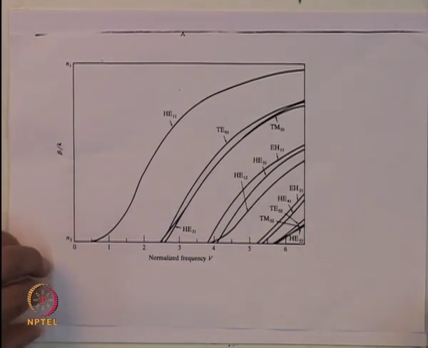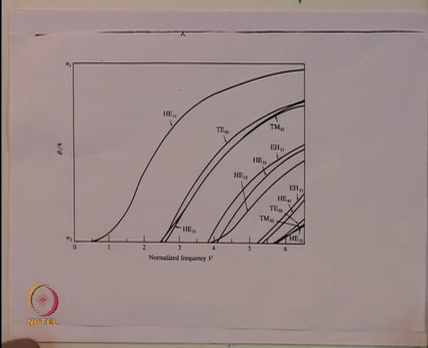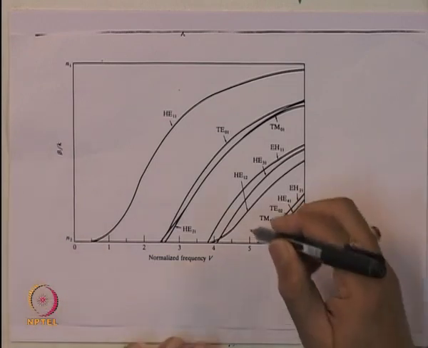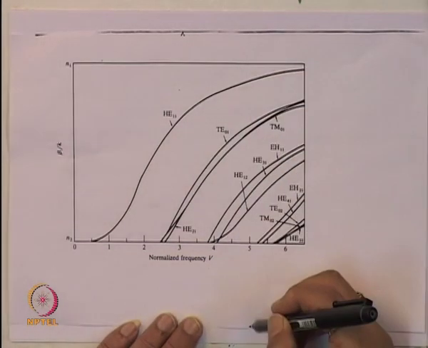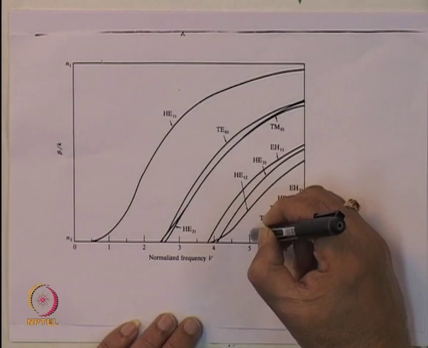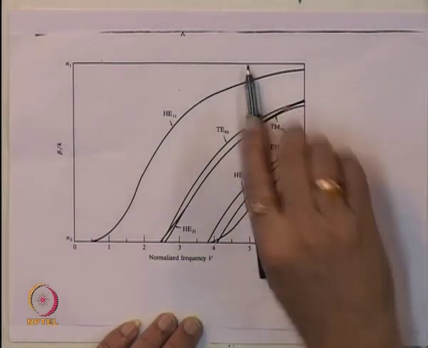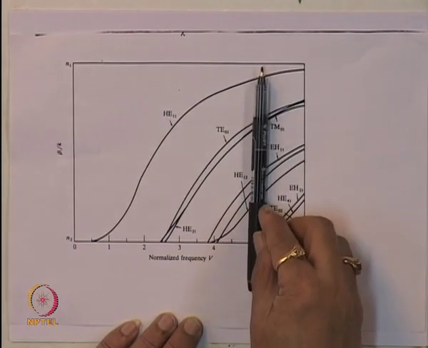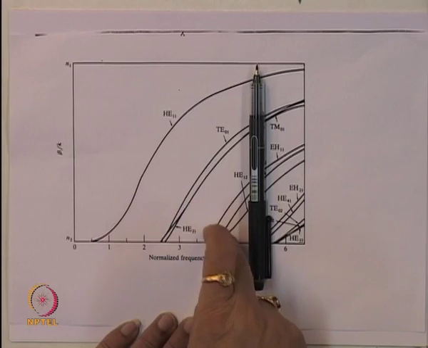So, let us see now. It is said that the V number of this optical fiber is 5. That means, firstly, whatever modes are below V number 5, those modes are going to propagate. So, if I take this line here, this is V number 5, then these modes are going to propagate inside this optical fiber.